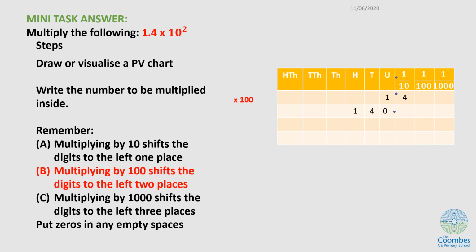Now I write my decimal inside, 1.4, and I know I'm going to multiply by 100. Now which of these am I going to use? I know I'm multiplying by 100, so all the digits will shift 2 places to the left. So this 1 will shift 1, 2. So my 1 will be here. And the 4 will shift 1, 2. So the 4 will be here. And you see there's a space created here, and I'm going to put a 0. So it's 140.